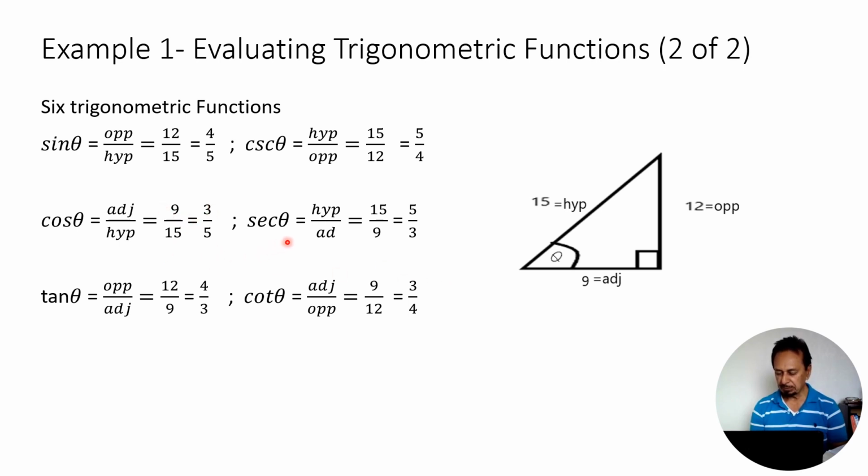3/5. Secant theta is hypotenuse over adjacent, and hypotenuse is 15, adjacent is 9, so it reduces to 5/3. Tangent theta is opposite over adjacent, 12 over 9, which reduces to 4/3. Cotangent theta is adjacent over opposite, 9 over 12, which reduces to 3/4.